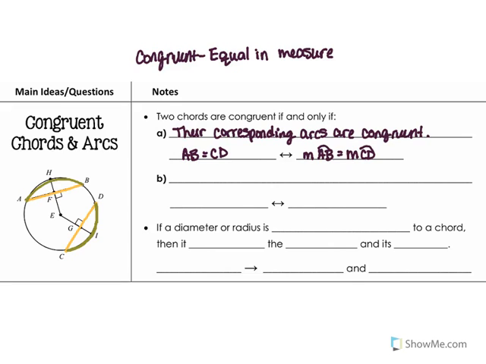So the other piece that this has to have, and you probably could already guess this, is that for those two yellow chords to be congruent to each other, they have to be the same distance away from the center. If they were a different distance, so say CD was here, that would make that chord longer. So that's our part B, is they are equidistant from the center.